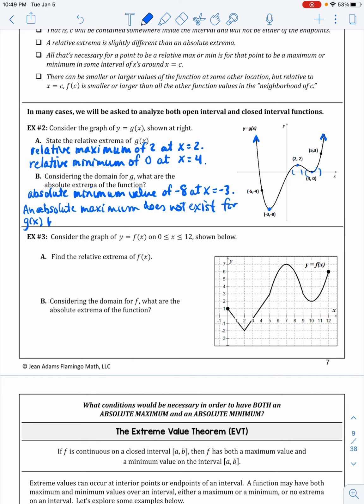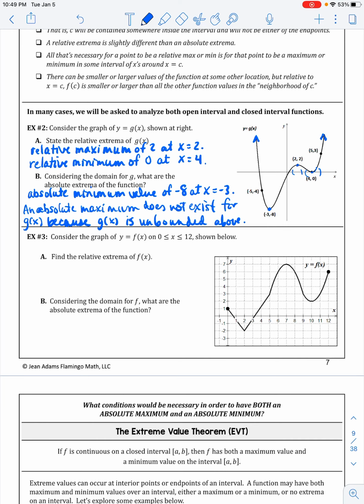for g of x, because g of x is unbounded above. Basically, it's going to infinity on both sides. All right, example number 3. Consider the graph y equals f of x on the closed interval from 0 to 12. Find the relative extrema of f of x.